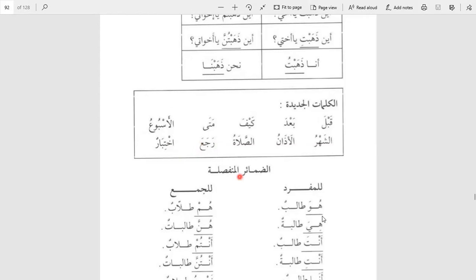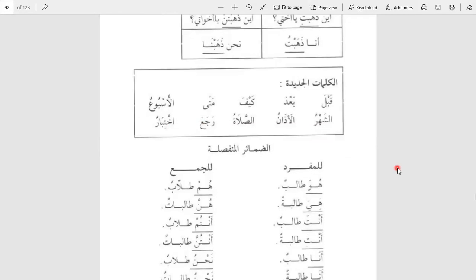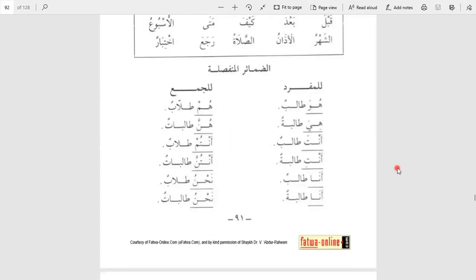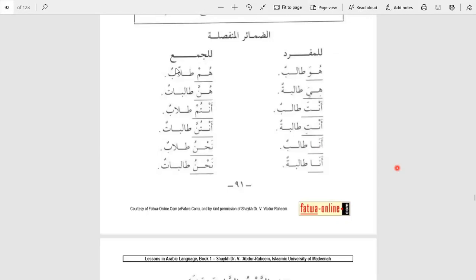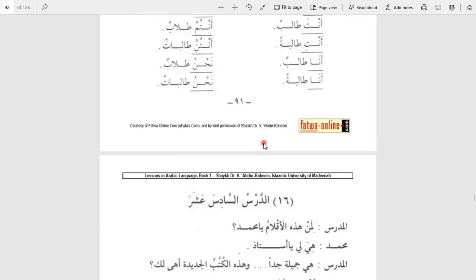Ikhtibarun, which is an exam. And the concept here, let's look at the dama'ir. We know we've attached this is Tesla and huwa talibun. We've learned about dama'ir in previous lessons, in lesson number 5, if you can still remember. We learned about pronouns. This is just a revision and how you apply them with other nouns. I want you to go through them. We have already done that, and I don't see any problem.